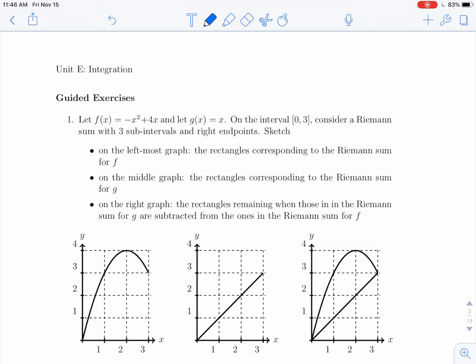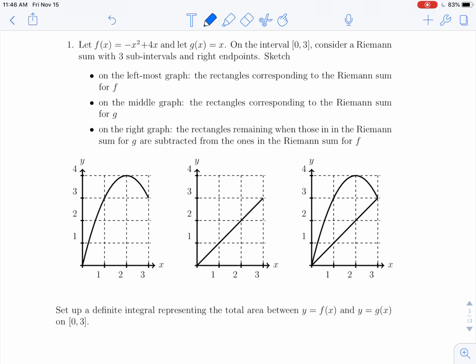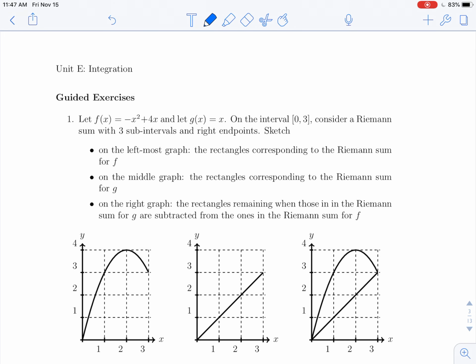Guided exercise number 1 says let f of x equal negative x squared plus 4x, and let g of x equal x. On the interval 0, 3, consider a Riemann sum with 3 subintervals and right endpoints. Sketch. So on the leftmost graph, the rectangle is corresponding to the Riemann sum for f. So we're supposed to have 3 subintervals and right endpoints. So I'm going to go ahead and write this up here.